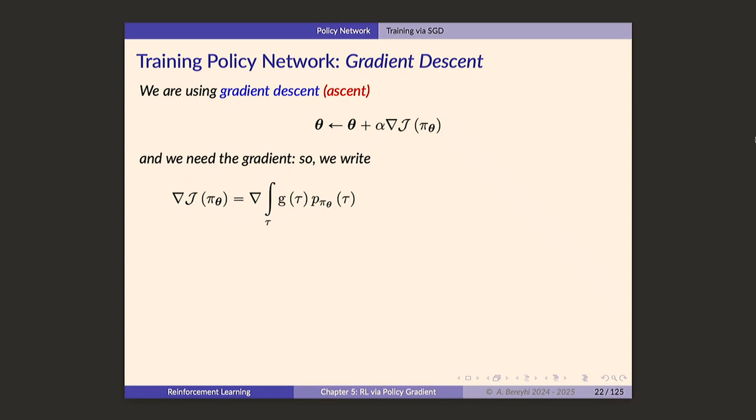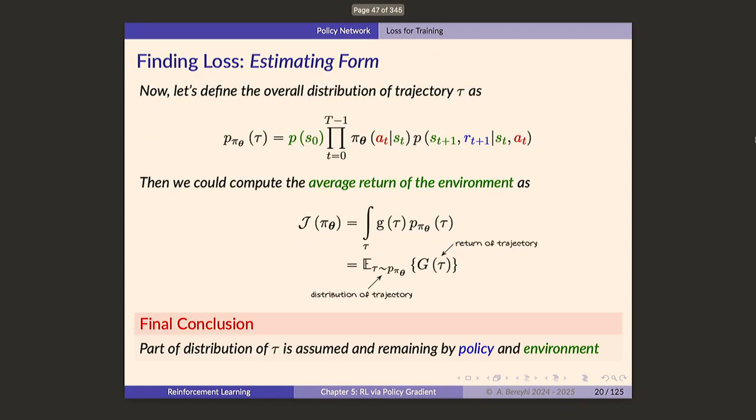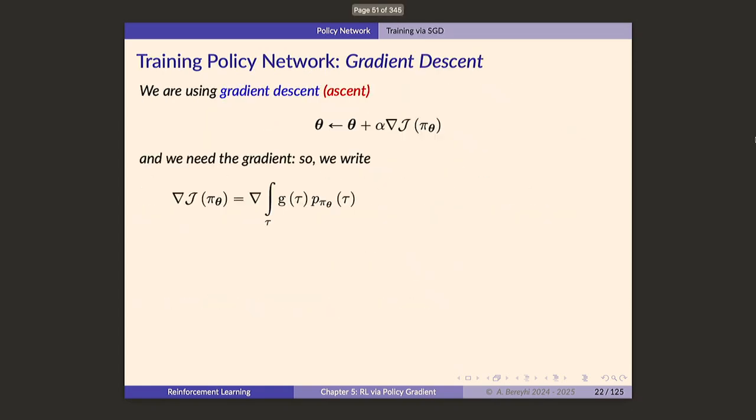So we talked about this J, this objective function. This guy is the expected sample return over the distribution of the trajectory, right? And that distribution of trajectory is explicitly given to us in terms of the policy. OK, so we want to take the gradient here.